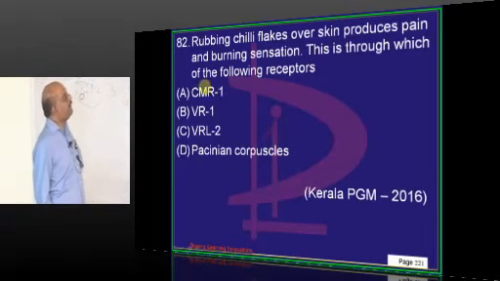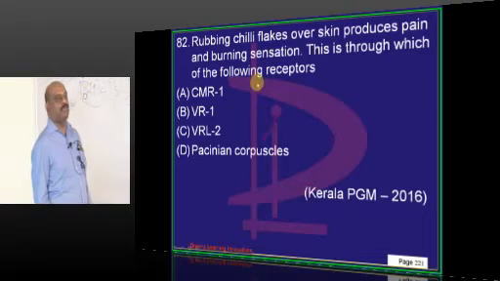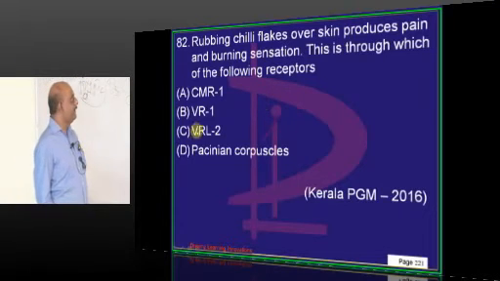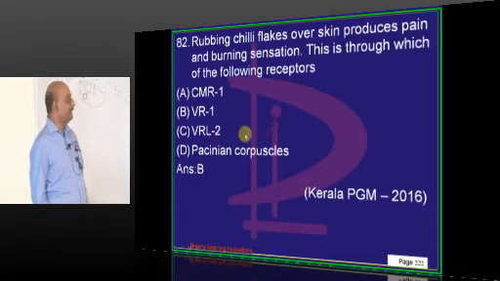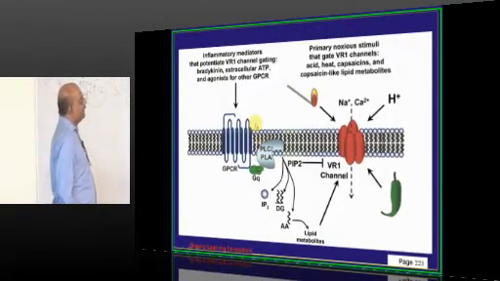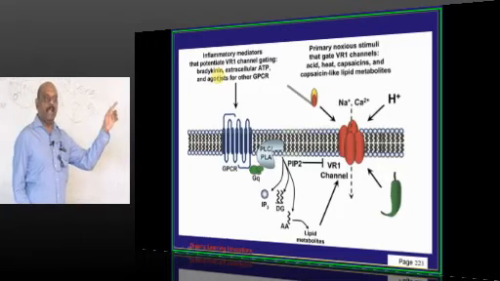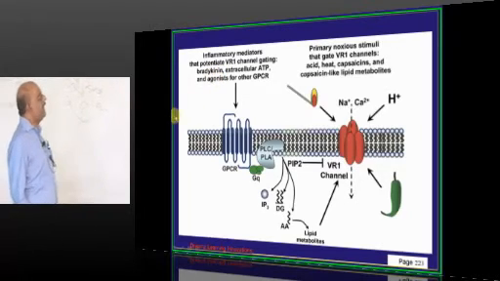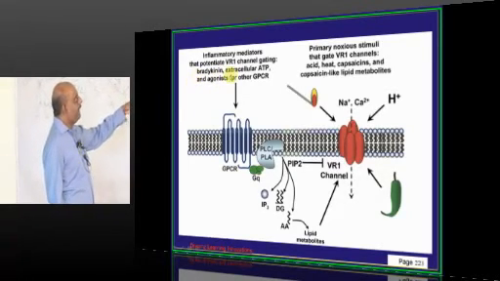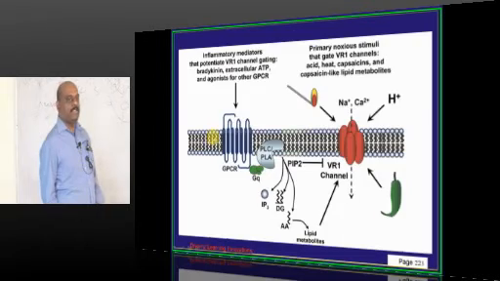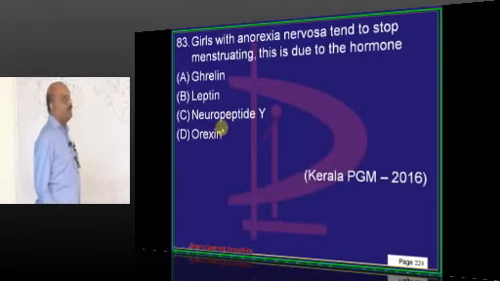Rubbing chili flakes over the skin produces a burning sensation due to which receptors? Illogical. VR1. Very rubbish question number 1. So, inflammatory mediators potentiate VR1 channel gating. And bradykinin, etc. Some are agonists and some are antagonists.